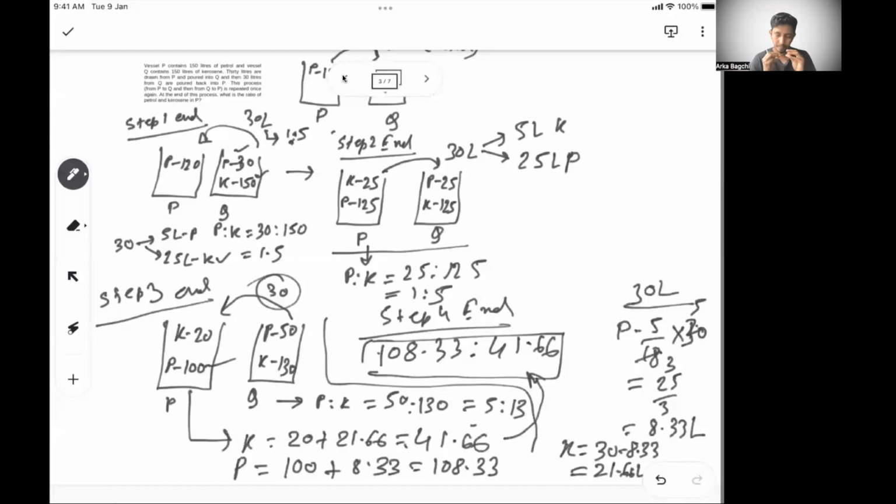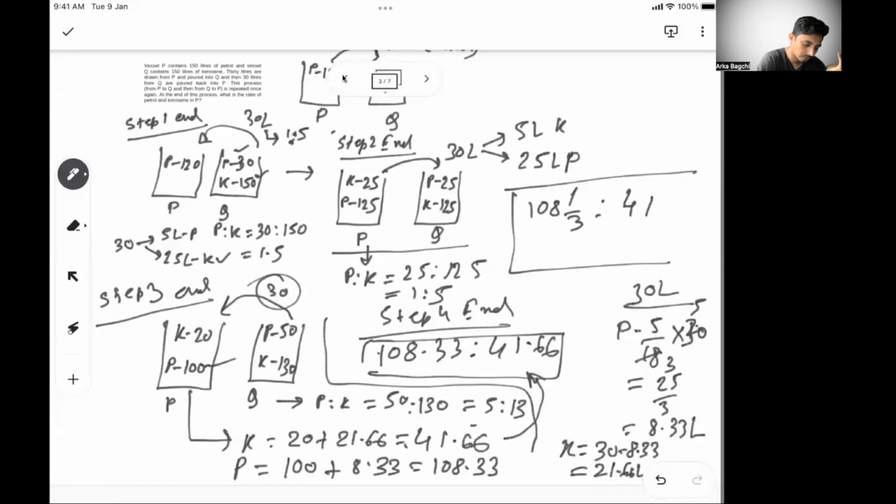But the main crux here is only one concept we have leveraged: whatever the ratio of two items in the mixture, if you take a portion of that mixture, in that portion also the ratio will be the same as the original mixture, and that's what we have leveraged. So petrol is to kerosene is 108.33 is to 41.66. You can possibly do it further. 108.33 is nothing but 108 whole 1/3 is to 41 whole 2/3, and then from there you can go ahead based on the options. Not going there.